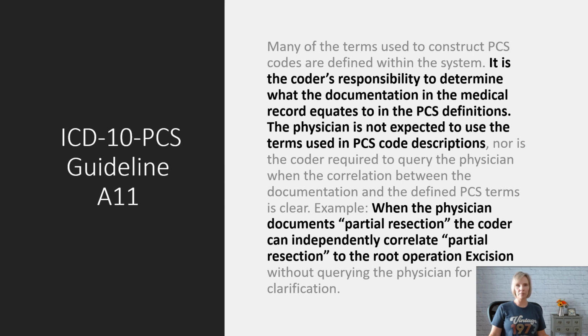correct root operation. Sometimes it's easy to determine that a portion of the body part was removed, like for example if the physician were to document that they performed a partial resection of the kidney. However, other times it can be more challenging, requiring the coder to carefully review the procedure's description in order to determine what root operation applies.